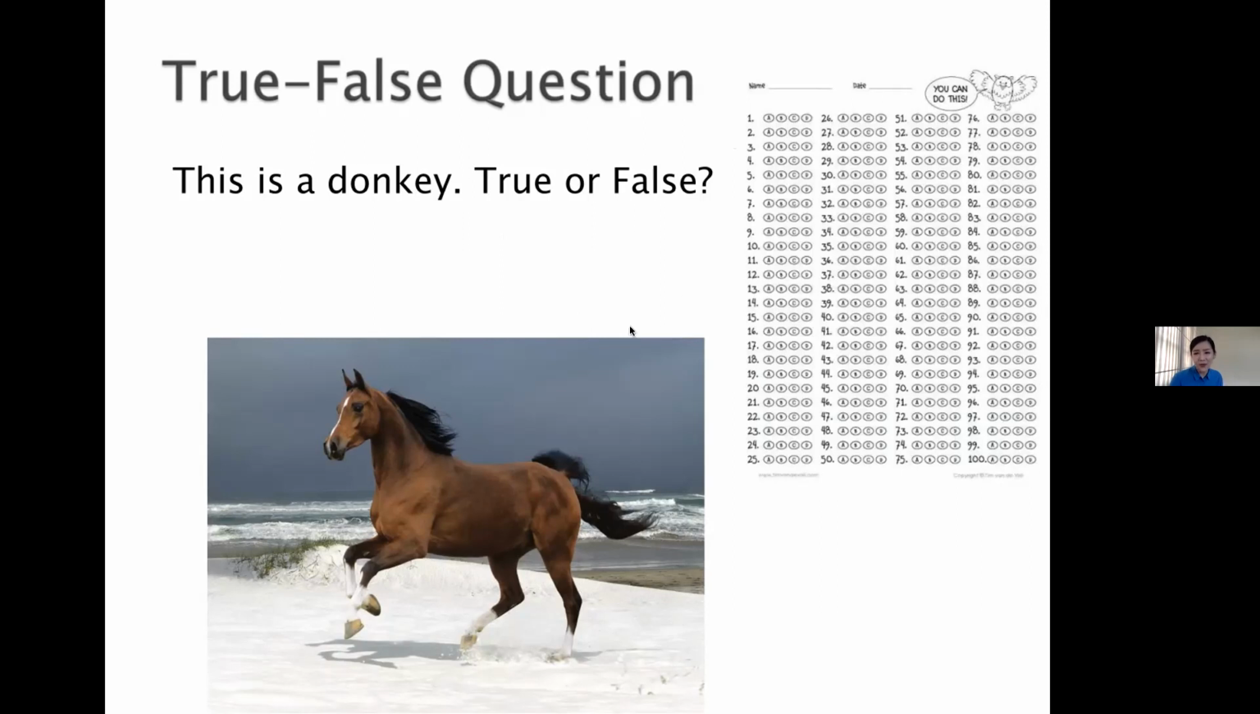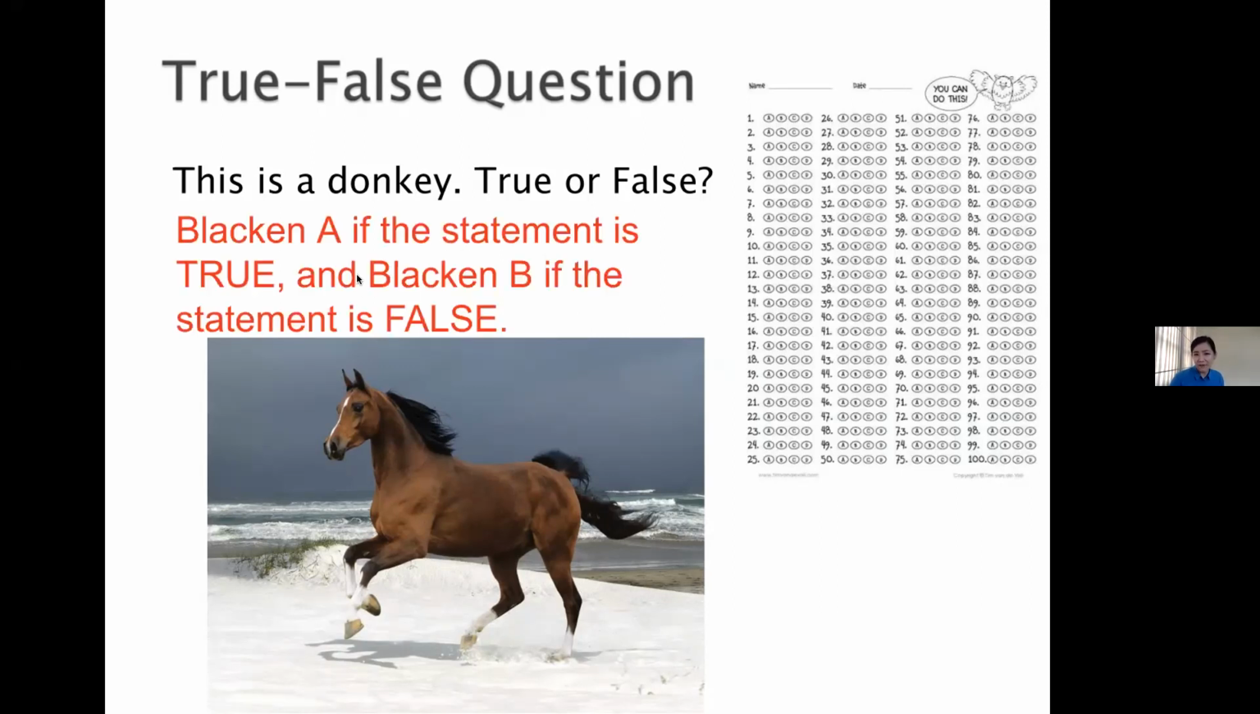So you have to be careful. The beginning step is to be careful with your instructions. You have to make sure that the instructions are clear. Thank you. If you put bracket A if the statement is true and bracket B if the statement is false, this may help the student to understand what they're going to do with this test item.